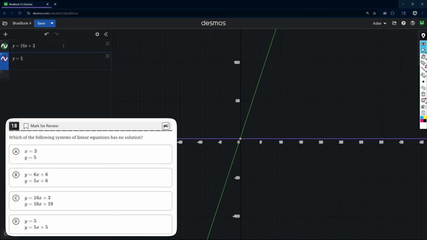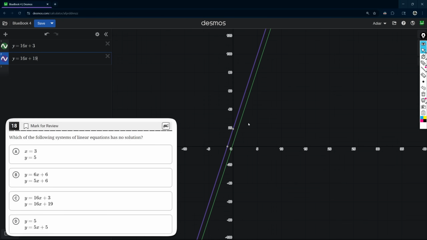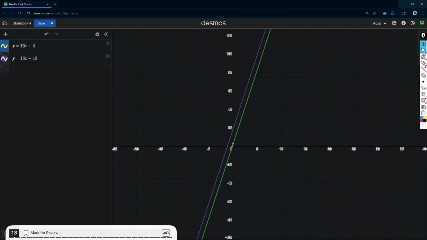Y equals 16x plus 19. These are parallel lines, which means they have no solution. The slope is the same. The slope, the coefficient of x, is the same.